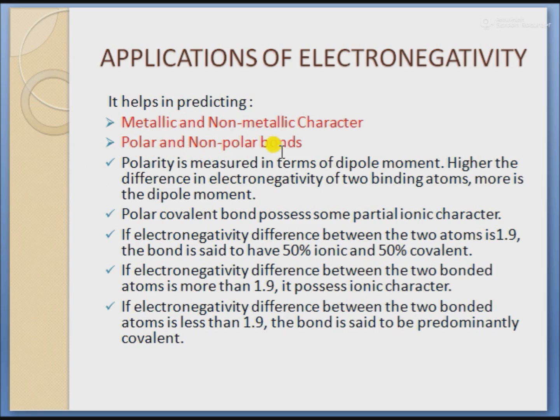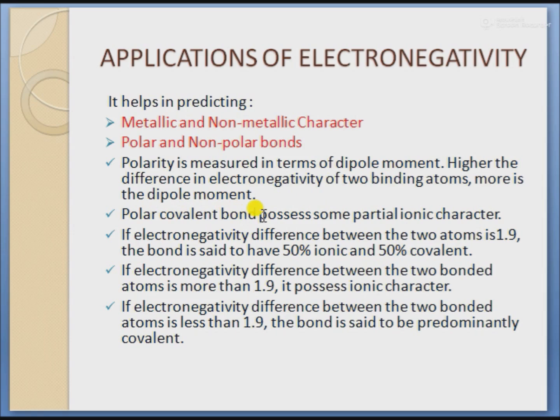Next is polar and non-polar bonds. Polar means which forms poles, meaning separation of charges. Here the polarity is measured in terms of dipole moment. Dipole moment is the measurement of separation of charges. The higher the difference in the electronegativity of the two bonded atoms, the more is the dipole moment.